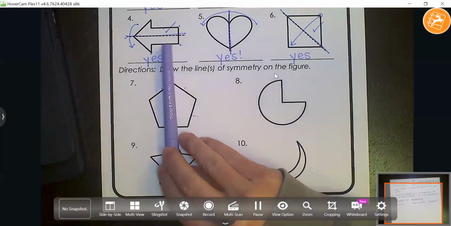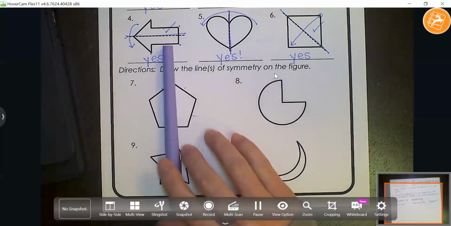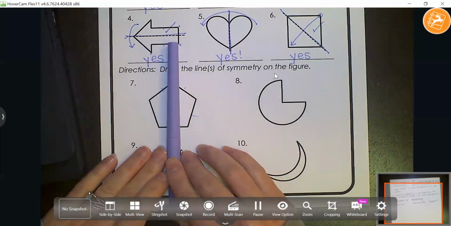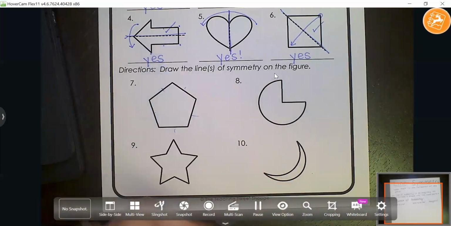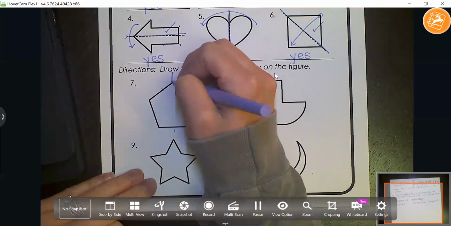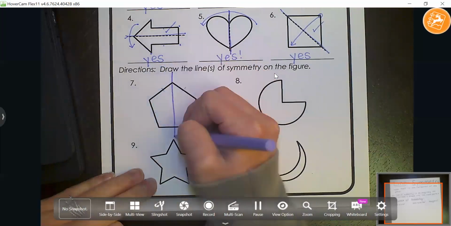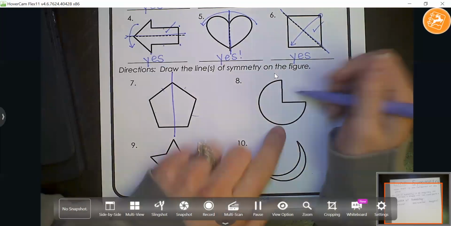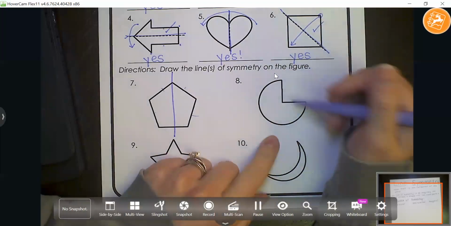But what if I put it here to try for vertical symmetry? Would those two halves match? Yes, they would. Very good. So this pentagon does have vertical symmetry. Very good.